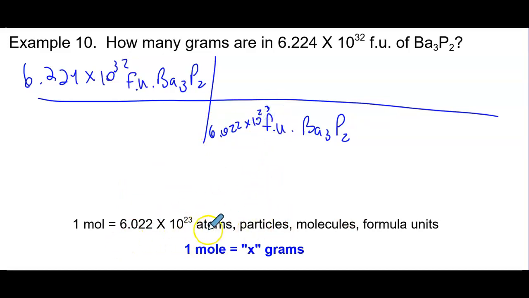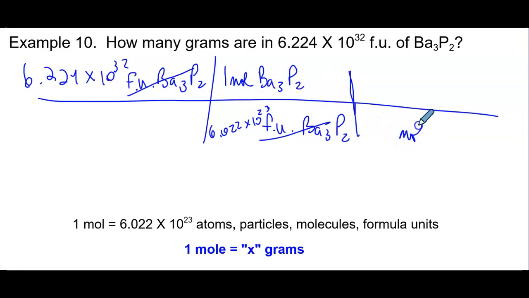And I know that if I have 6.022 times 10 to the 23rd, the opposite box must be 1 mole of the same chemical, because all of these conversion factors must be followed by the same chemical. Okay, so formula units of barium phosphide cancel, and I have moles left, but I need grams, so I'm not done. That's why I started to make a grid. So I've got to keep going.